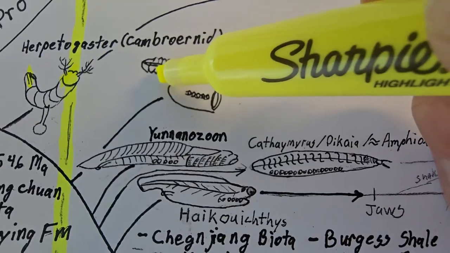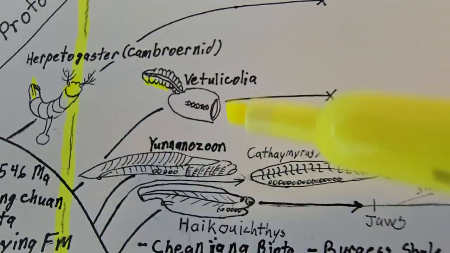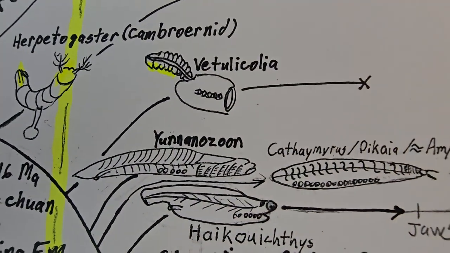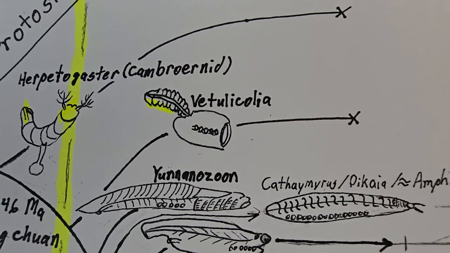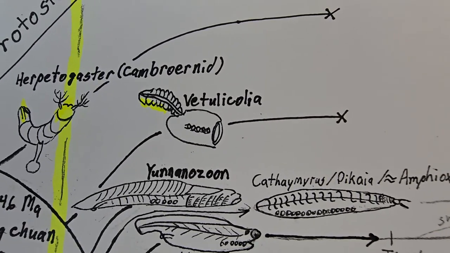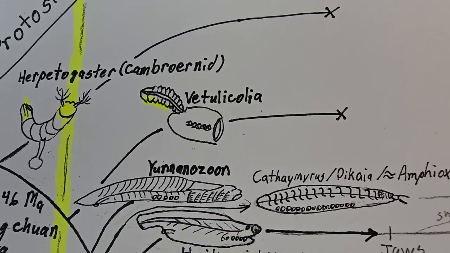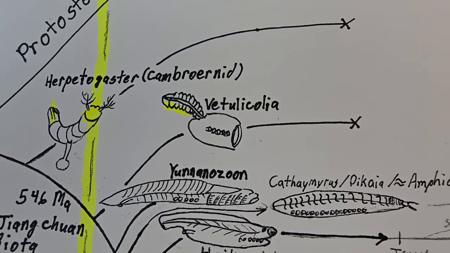The interesting thing is its anus comes out the end of its tail, just like a worm. So it doesn't have a true tail yet that's beyond the anus. Basically, its anus is at the tip of its tail.